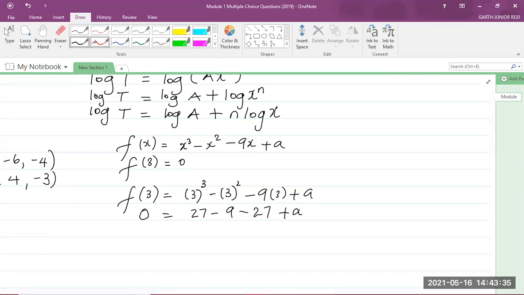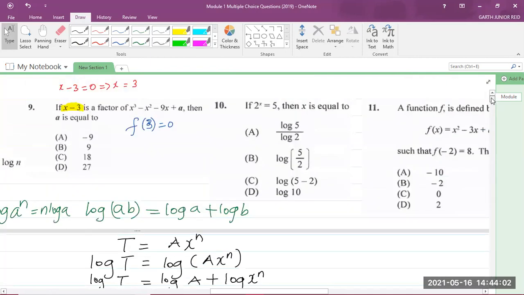Good. Now, clearly, you can see that the negative 27 cancels out with the positive 27, right? So it means that I will have 0 being equal to negative 9 plus a. All right, so I'm just going to carry the negative 9 to the other side. All right, so it implies that a is equal to a positive 9. So positive 9 is the value for a. All right, so I hope that was clear. So it means that my answer is B. All right, my answer is B there.